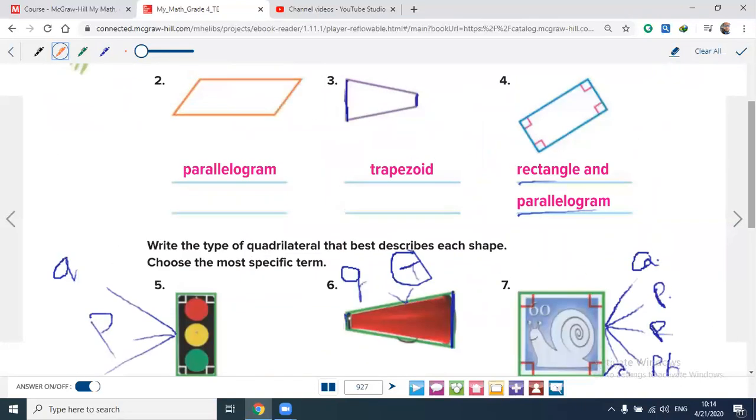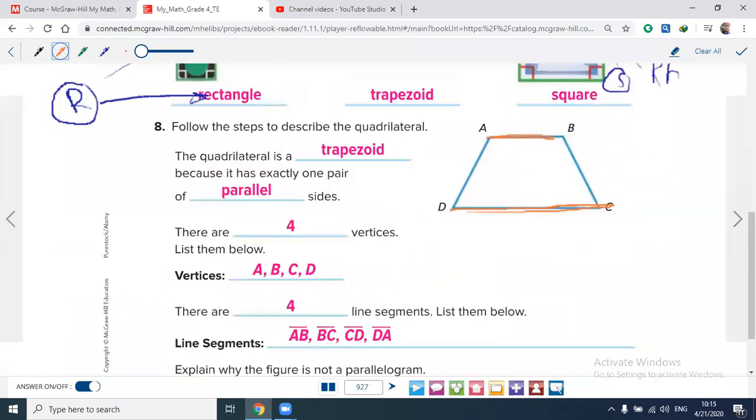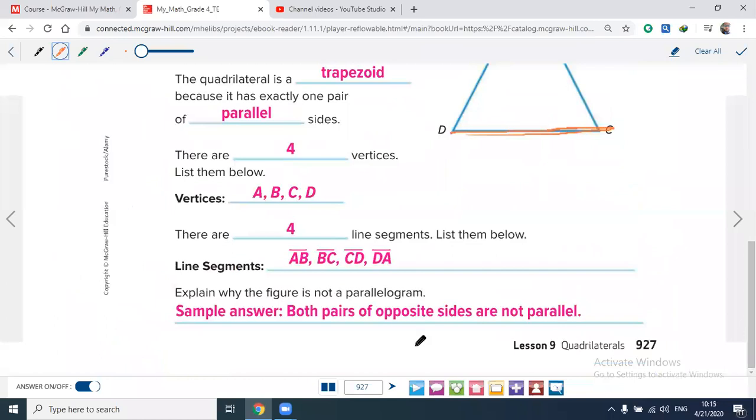As you see here, a parallelogram has each opposite sides parallel. But here, the trapezoid has only one pair of parallel sides. So both pairs of opposite sides are not parallel.